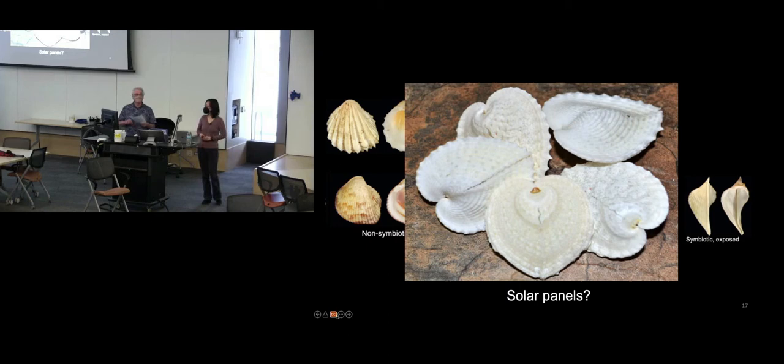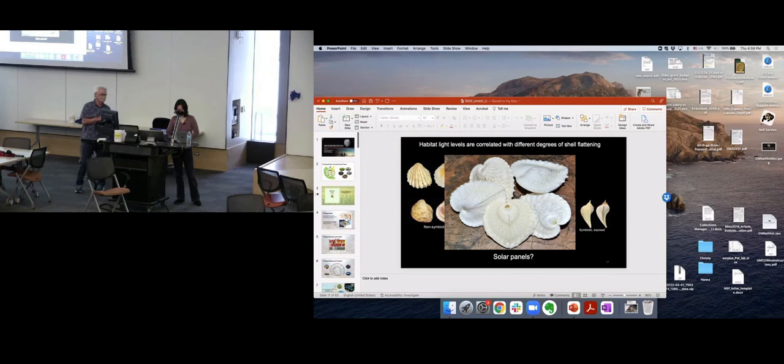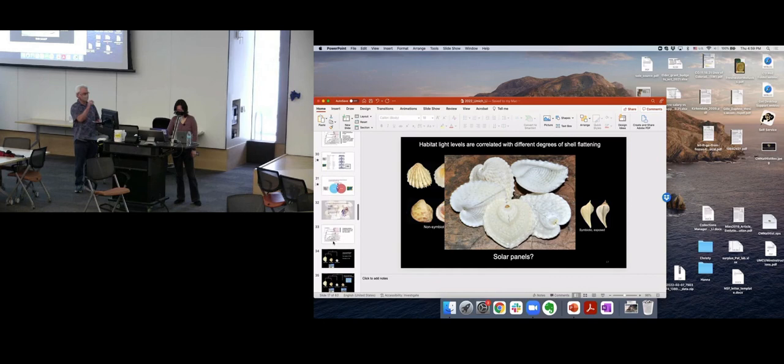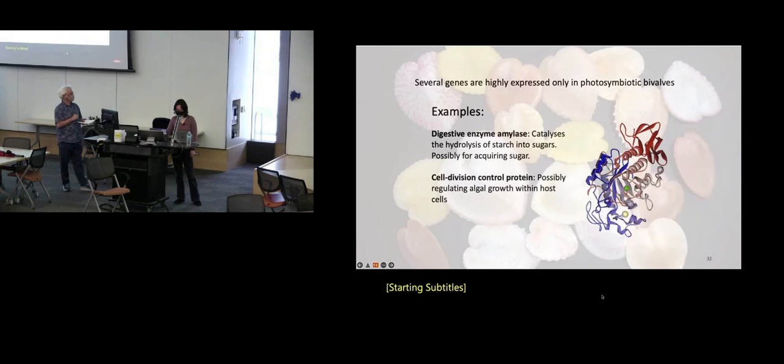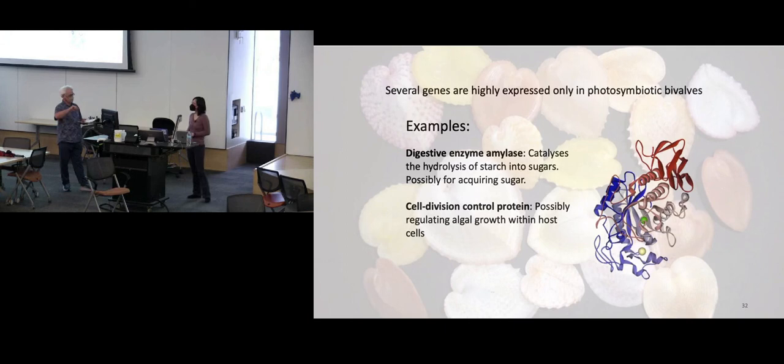Any other questions? I got one last one, sorry. Can I get you back to your cell division control protein? I have a question about that. There's not much, it's just a slice saying they're there. Right, I know. This is in your initial look at expressed genes in the photosymbiont. So this is controlling the cell division, you think, of the symbiont? That's my guess. It's used to control the division of the symbiont, not the host itself.